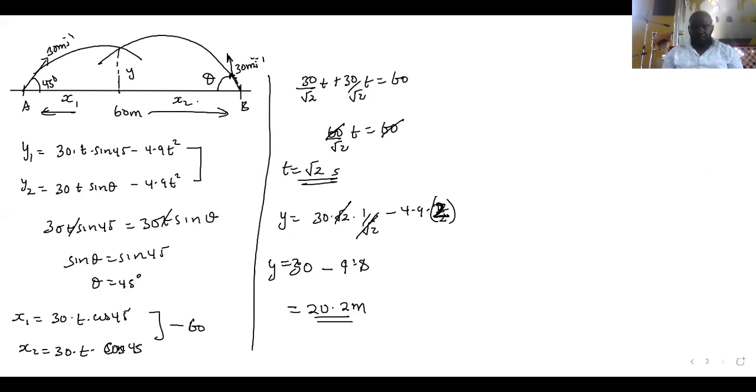Any questions? So we're going to start with that number 16 and proceed and do other numbers.